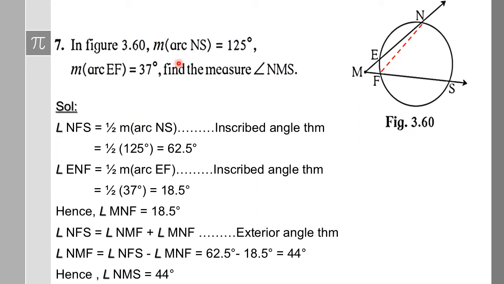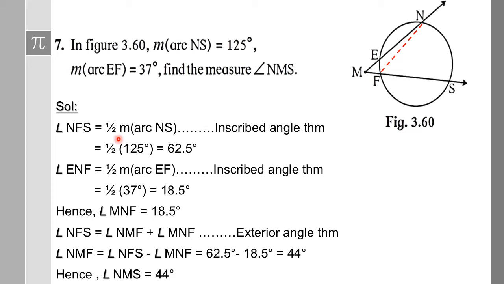In figure 3.60, the measure of arc NS is 125 degrees, the measure of arc EF is 37 degrees. Find the measure of angle NMS. So here if you see this diagram, there is angle NMS we need to find. Here we have done a construction joining NF. Then we will use the inscribed angle theorem twice, and that is how the sum will proceed.